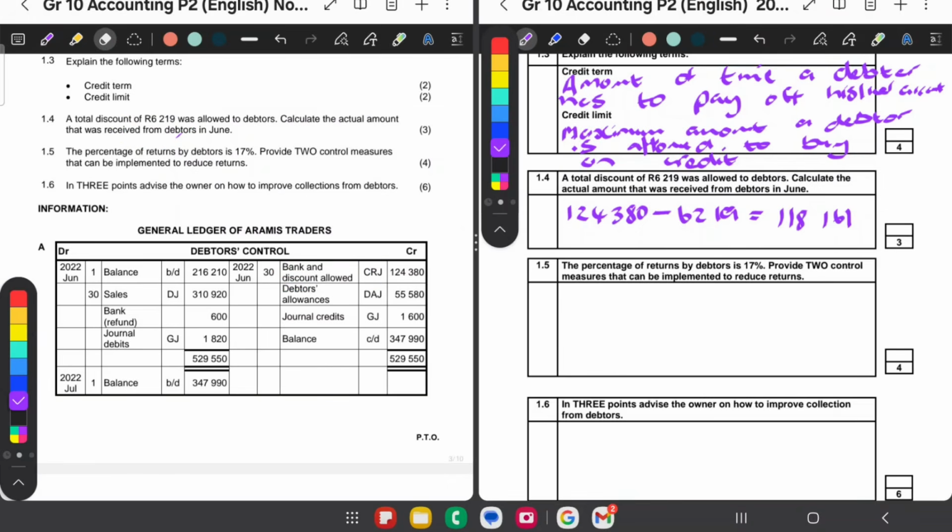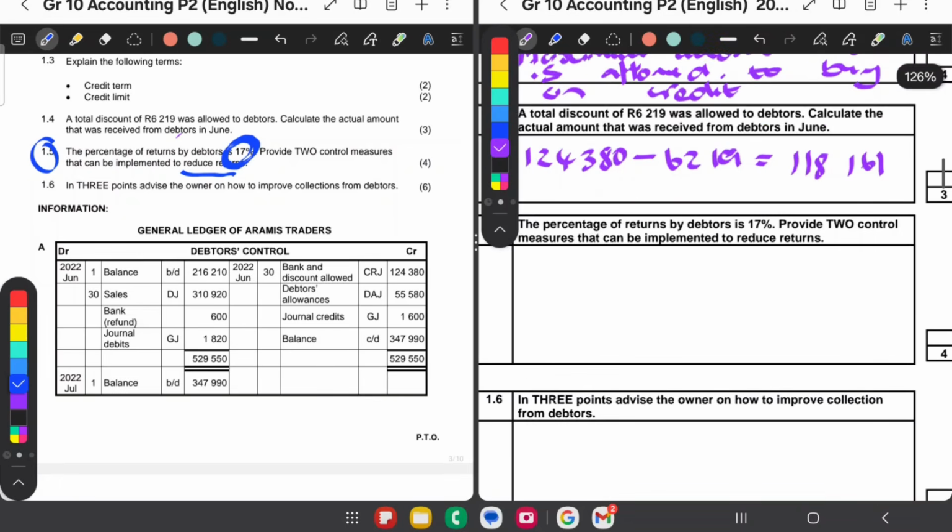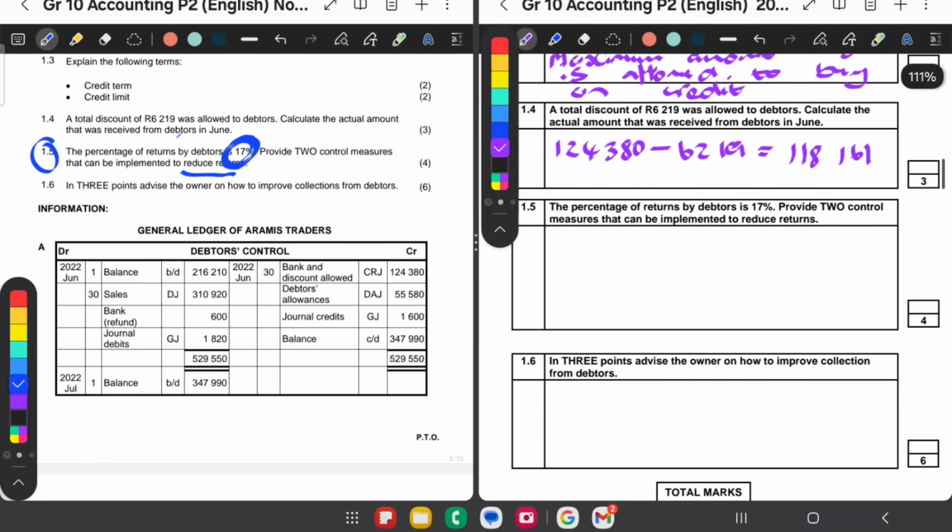Okay, next question is 1.5. The percentage of returns by debtors is 17%. Okay, provide 2 control measures that can be implemented to reduce returns. So when they buy from us, 17% of that they return. So now they're asking what control measures can we put into place so that it's not so much. So why would people return goods? Maybe because the quality isn't good.